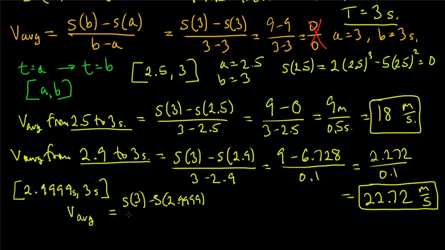Right. Again, it probably won't be exact, but it'll be very close. All right, so s of 3 is still 9. And s of 2.9999 is about 8.9976. And there's a little bit of an error, but that's good enough. This will just be approximate.